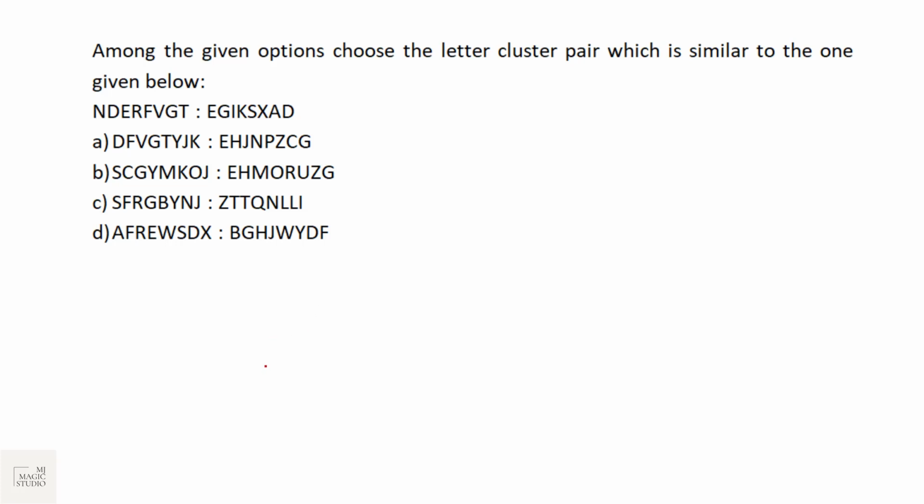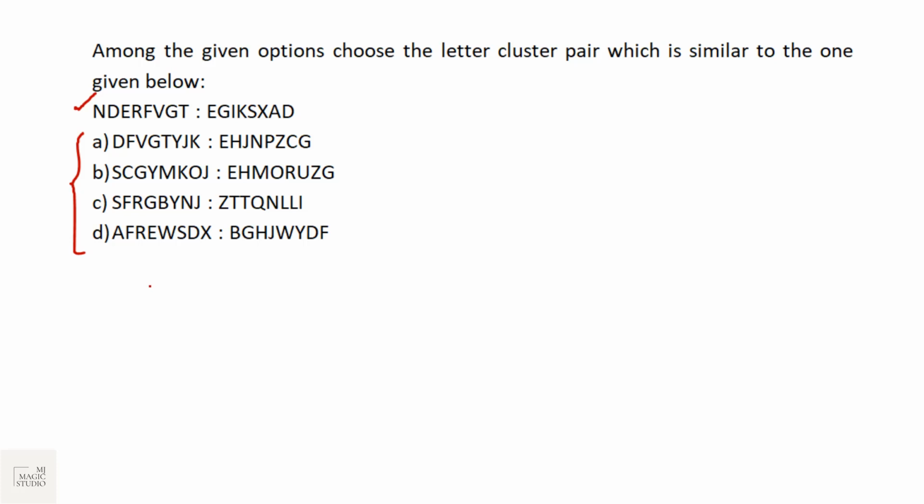The first question on our screen is letter cluster analogy. Among the given options, choose the letter cluster pair which is similar to the one given below. We need to identify a relationship in this letter cluster, and then out of the given options, the cluster in which we can identify the same relationship would be our answer.